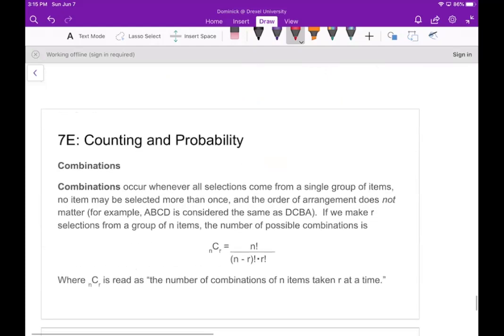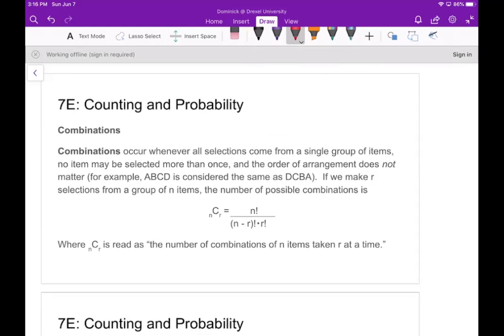Okay. Now, what if the order doesn't matter? Now, if the order doesn't matter, you're looking into the idea of combinations. Combinations occur whenever all selections come from a single group of items and no item may be selected more than once, and the order of the arrangement, again, does not matter. So A, B, C, D is considered the same as D, C, B, A.